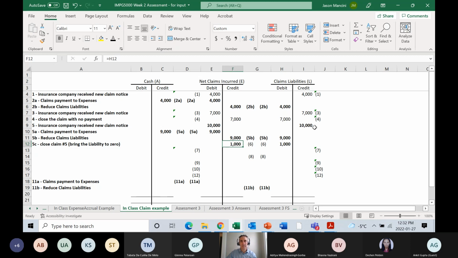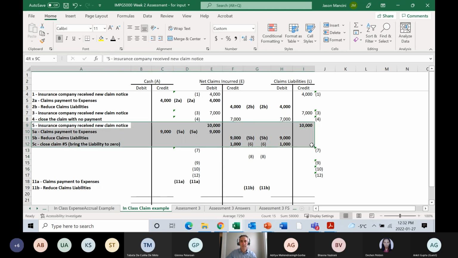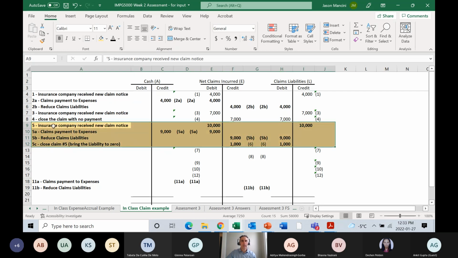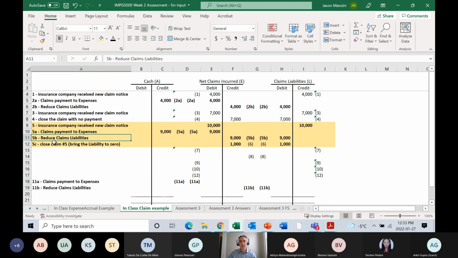And again, whatever happens on the liabilities is going to happen on net claims incurred for these claim transactions. So there's the set of transactions for claim number 5. Okay. So when you look at them all together, there's a lot of stuff happening. But when we just take each transaction step by step, that'll be the easiest way to get used to the activity that happens. Don't try to unwind it all as one mass of different ins and outs. Just try to take it step by step.